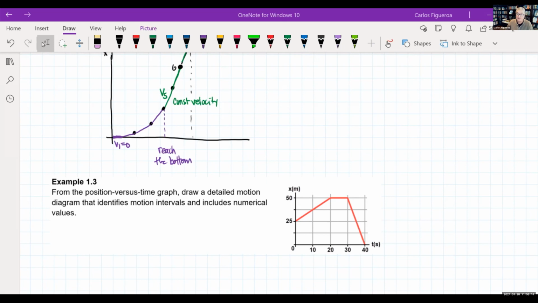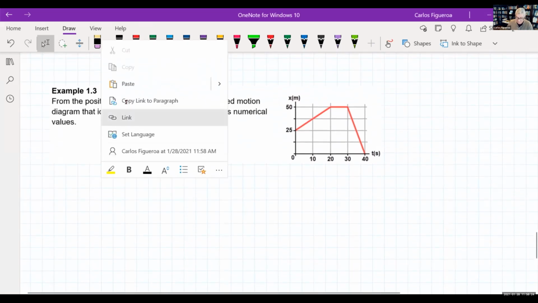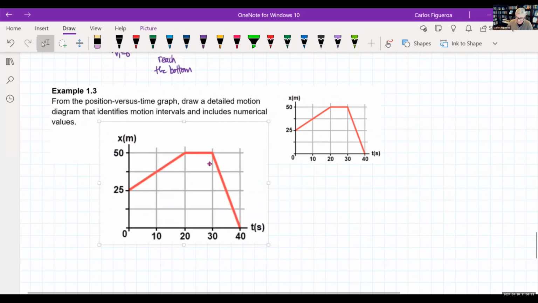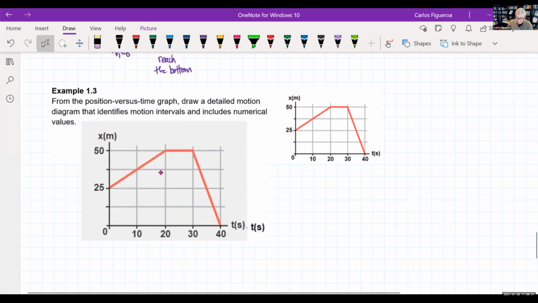I think I just want to focus on the graph and actually make it nice and big so that we can interpret this thing. So let me paste this guy in, and then make it nice and big. So what am I seeing here?